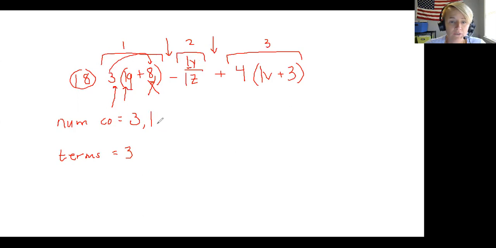1 is a coefficient of y. 1 is a coefficient of z. And then 4 has an impact on v, so it's also a coefficient. And the last coefficient is the 1 that represents the v. So your list of numeric coefficients for this problem is 3, 1, 1, 1, 4, 1. And you need to list all of these ones because they represent different variables. And then again, we've already decided that there are 3 terms. Okay, we're trucking right along.